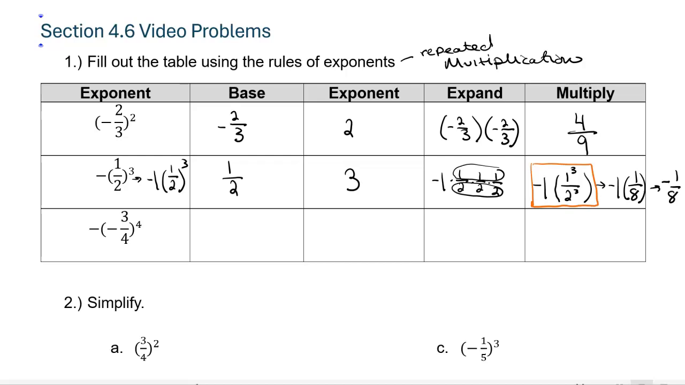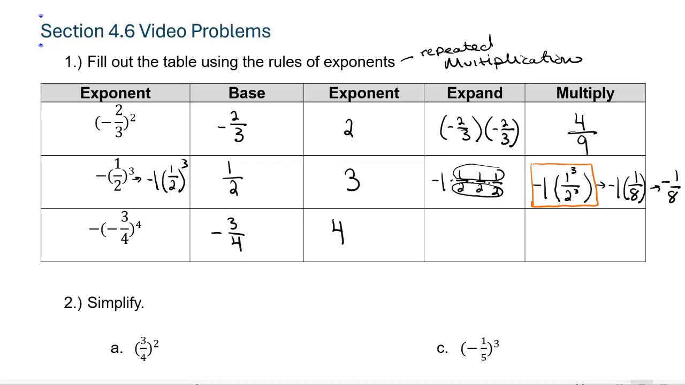All right, so my base, I have parentheses. There's a negative inside of it, so that negative is included in the base. So I have -3/4. This time I have an exponent of 4, which means I am multiplying 4 of these things together.